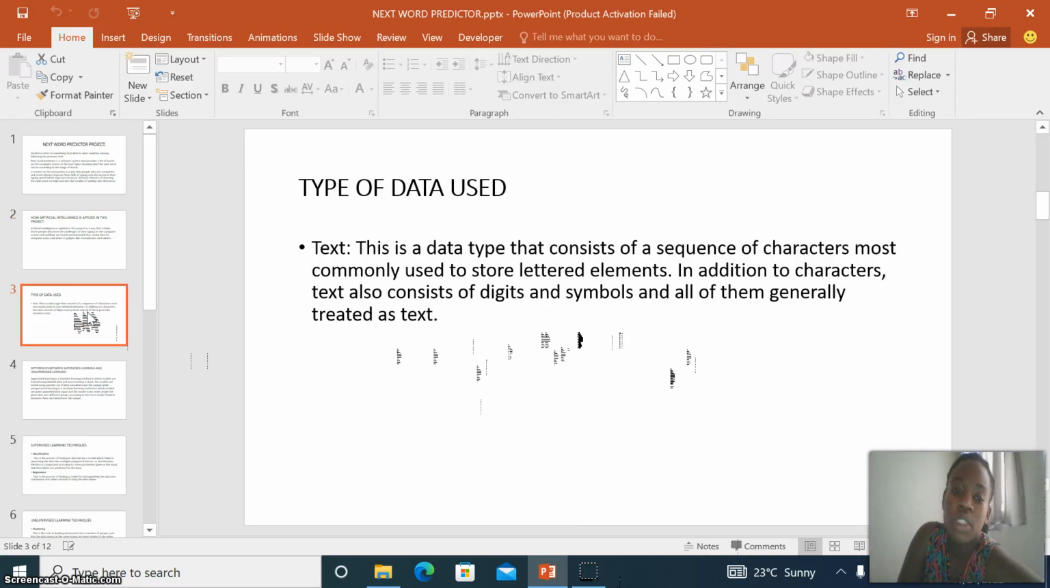Then in this project, the type of data being used mainly is text. Text refers to the data type that consists of a sequence of characters, most commonly used to store lettered elements, for example words or letters mixed with words or symbols. So that's what is meant by text. In addition to characters, text also consists of digits and symbols, and all of them are generally treated as text.